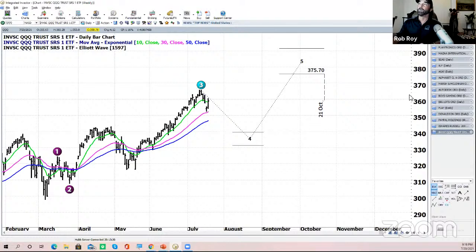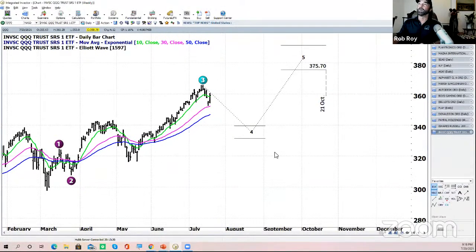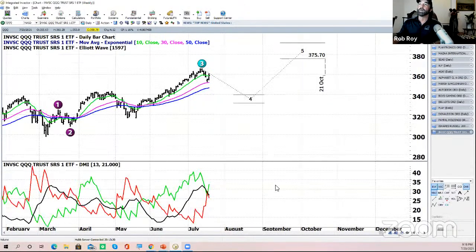We are still labeled in wave 3 on the larger Elliott wave pattern. So it's still the best looking chart, but it did mess up the DMI. We had a little kiss of the two directional indicators, but the ADX is pointing down. Maybe within a couple days that could reset itself and be confirming again as it was a few days ago. But for now, it's kind of a mess.